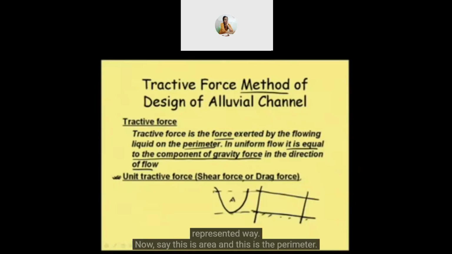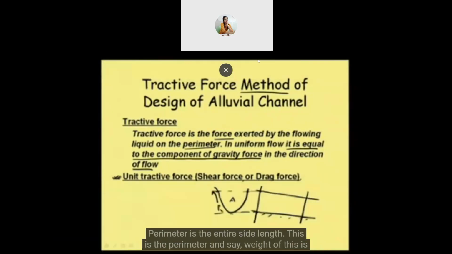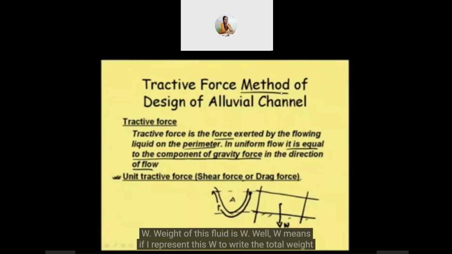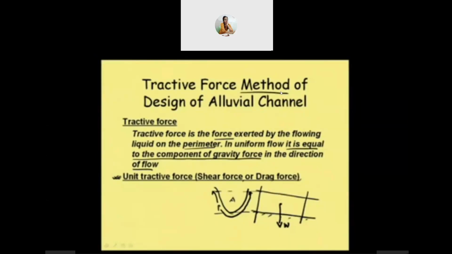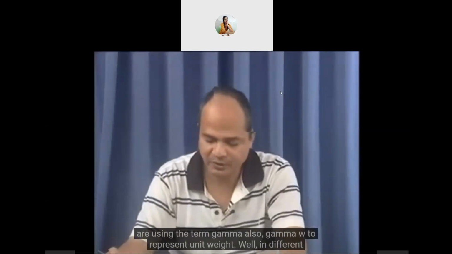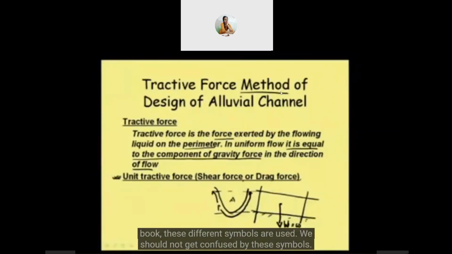Now, this is the area and this is the perimeter. Perimeter is the entire side length. Say the weight of this fluid is W. If I write W to represent the total weight, and small w for the unit weight of the fluid, sometimes we use the term gamma w to represent unit weight. In different books, different symbols are used. We should not get confused by these symbols. We should know the physical meaning. So it is the unit weight of water.